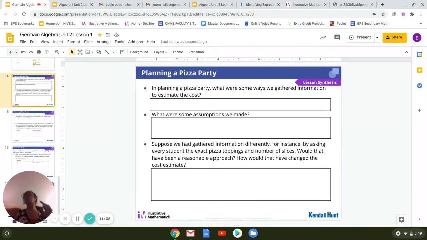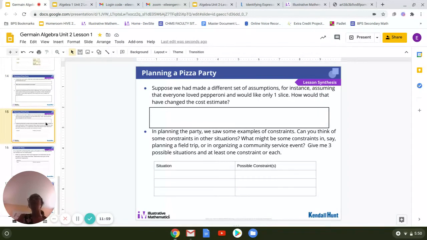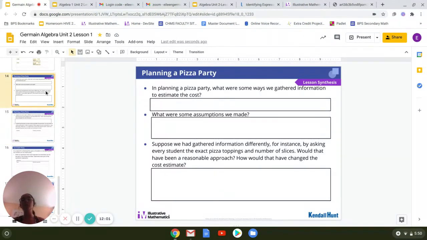So if you went to every single person and said, hey, what kind of pizza do you want? How many pieces do you want? Is that a reasonable approach to planning a pizza party? Think about it. Is that a reasonable approach? First of all, then, how would that have changed your estimated cost? Probably would have, I don't know. So if you needed to pause, answer those questions, then let's look at number 15.